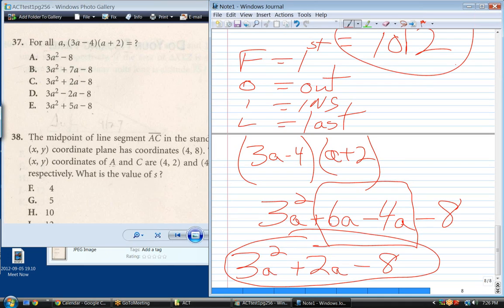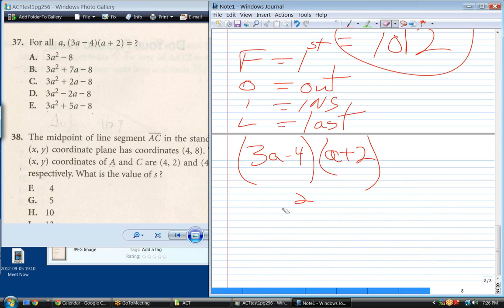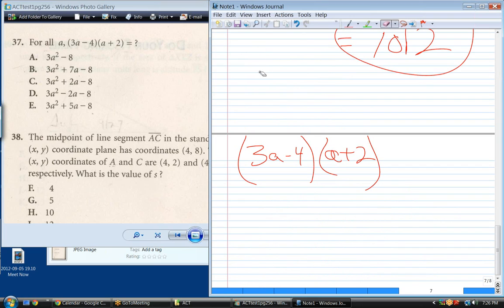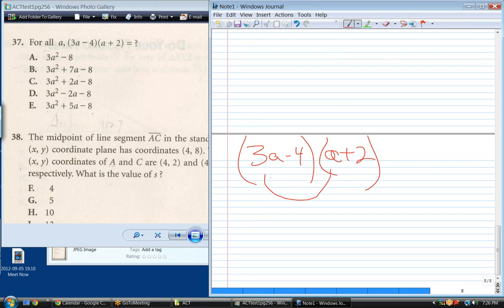Okay, when you're multiplying polynomials times each other, you don't really need FOIL. Let's throw FOIL out the window. What do we need to know? We need to know that we need to take every term and multiply it by every other term. So I need to multiply 3a times a. I need to multiply 3a times 2. I need to multiply minus 4 times a and minus 4 times 2.